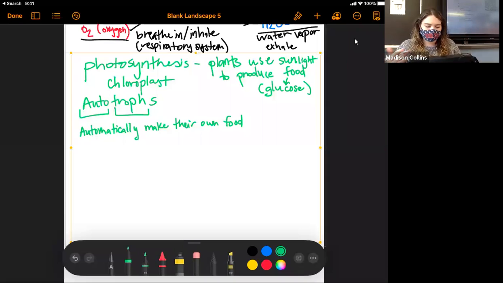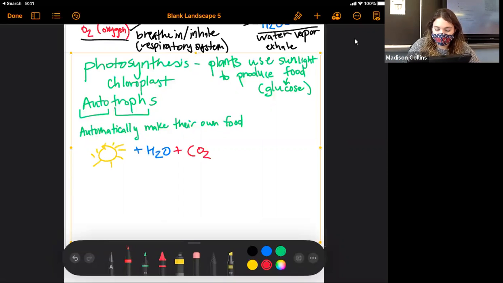So what does this equation look like? We know that plants are going to use the sun, but we're actually going to find 2 more reactants here. In addition to needing sunlight, plants also need water. And the last thing that plants need is CO2. So these are our reactants of photosynthesis.